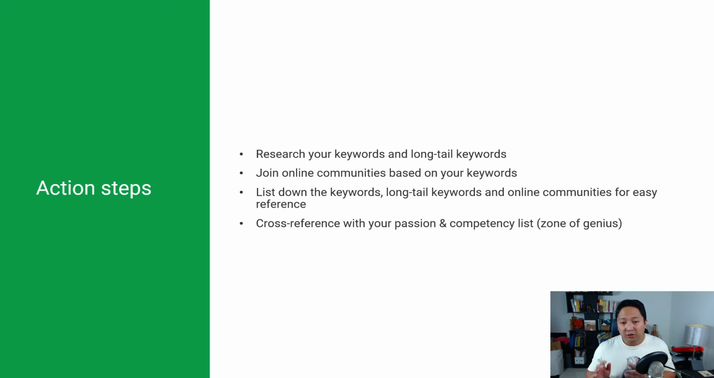Finally, you should cross-reference all these different keywords and online communities with the list of your passion and competencies that you've done before in part 1. You will find that there are some keywords that are exactly the same, and there's some that may not be exactly the same, but they do interconnect to each other. And this is where you start to take note of them, and you start narrowing down that list, and you'll find that you're getting closer and closer to having more clarity on what your niche will be.